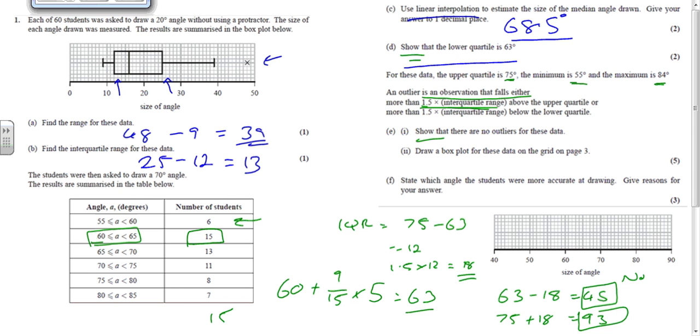So we say that 55 is above 45 and 84 is below 93. And we're going to draw box plots using this grid here. So the minimum data is 55, so I'm going to draw a line at 55. The maximum is 84, so 1, 2, 3, 4 there.